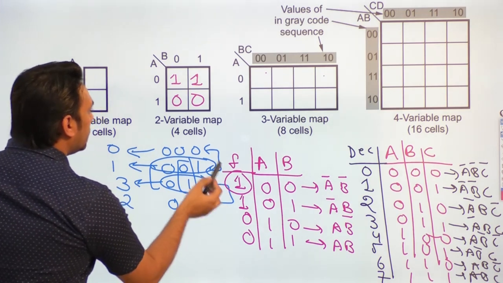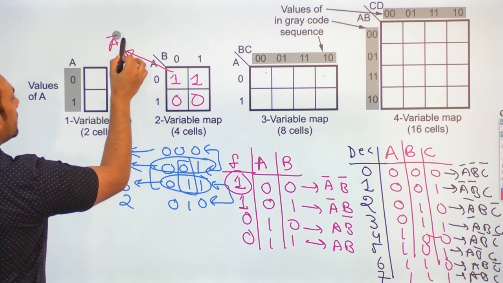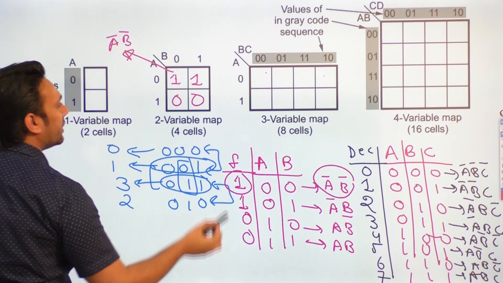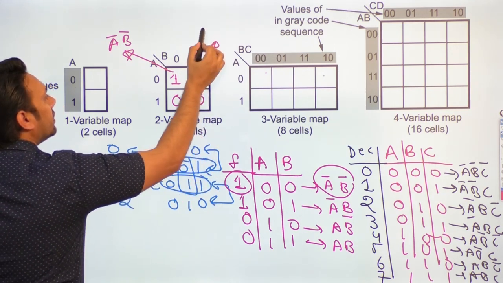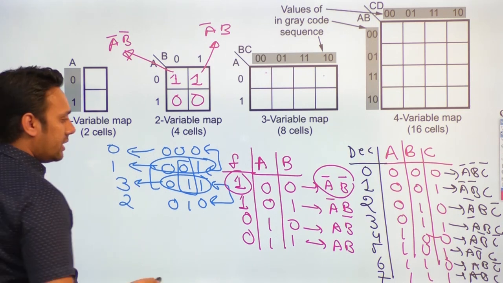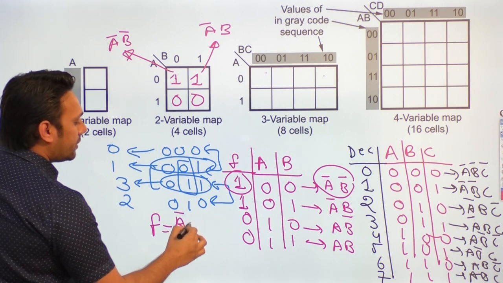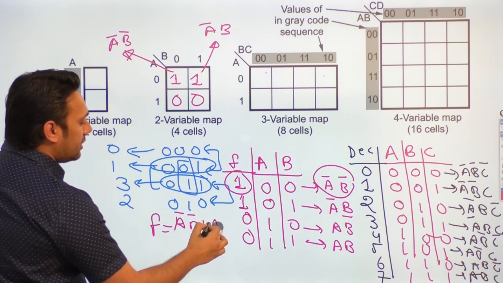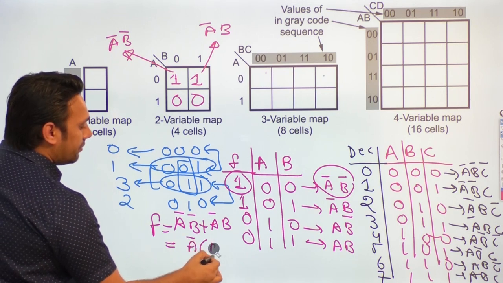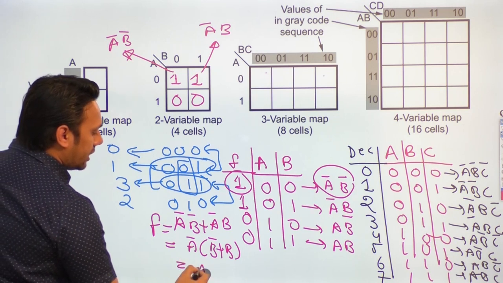This combination is representing A complement, B complement. Kya represent kar raha hai? It's representing A complement, B complement. And this one is representing A complement B. Fine. Now, for this function, the expression is A complement B complement plus A complement B. I can take A complement as common. Then I will get B complement plus B, which is equal to 1, so the result is A complement only.